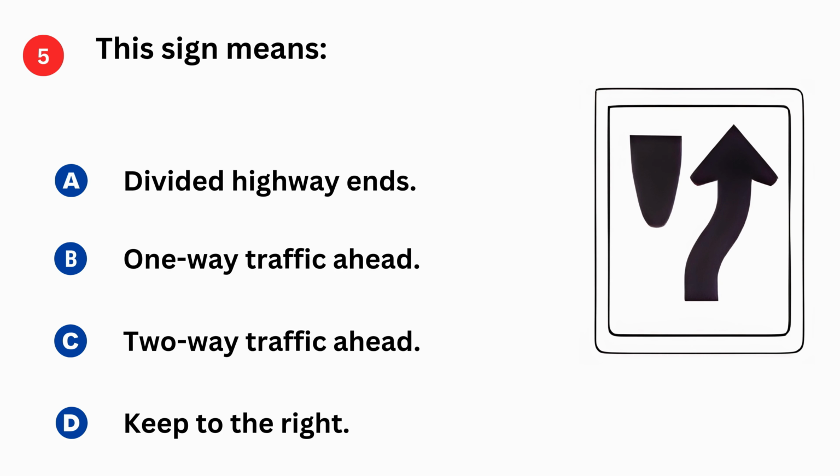This sign means A. Divided highway ends. B. One-way traffic ahead. C. Two-way traffic ahead. D. Keep to the right.